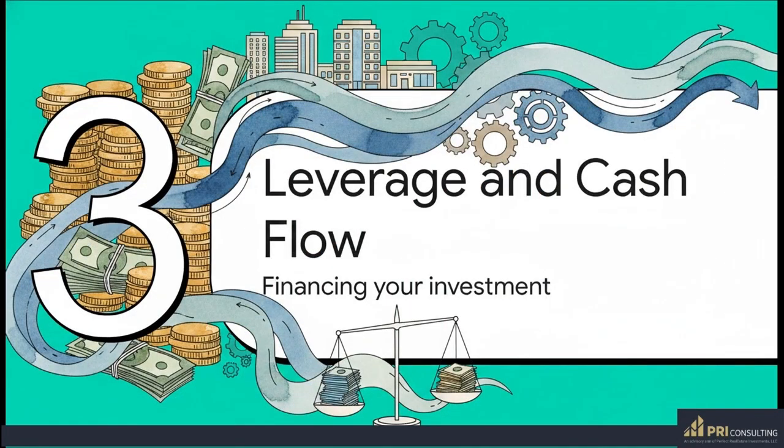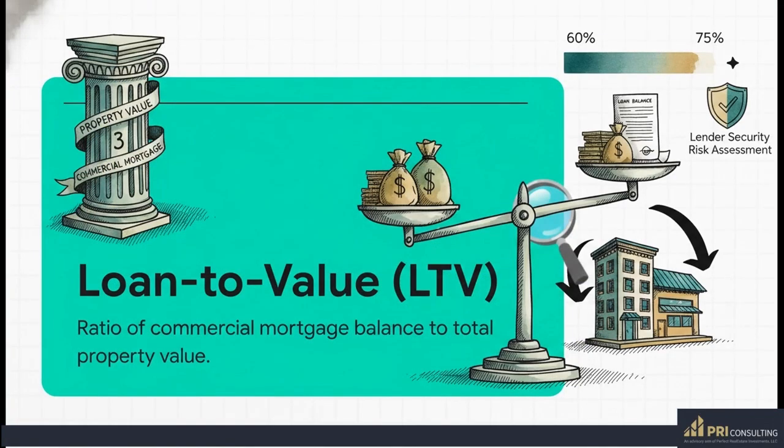Section 3. Leverage and cash flow. Financing your investment. This is where we shift our focus over to how loans and your out-of-pocket cash actually interact. Pillar number 3 is loan to value, or LTV. This is simply the ratio of your commercial mortgage balance relative to the total purchase price of the property. LTV is exactly how lenders manage their vulnerability and assess risk.